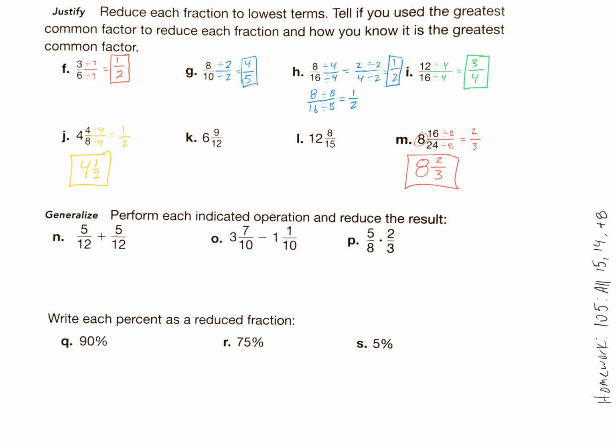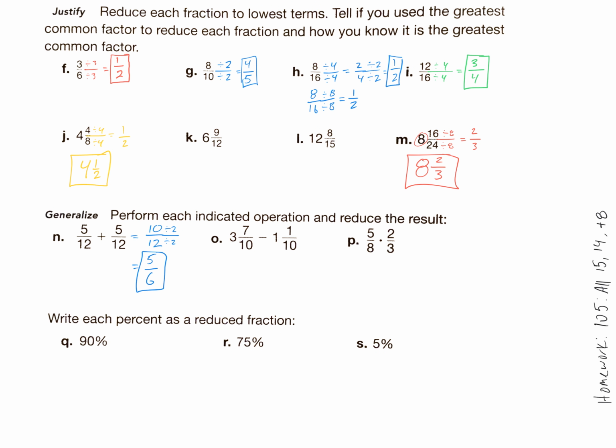So let's look at this one here. It says, perform each indicated operation and reduce the results. So let's see. 5 over 12 plus 5 over 12 is going to give me 10 over 12. But I can reduce that because they both have a factor of 2. So then 10 divided by 2 is 5. 12 divided by 2 is 6. So it came out to be 10 over 12, and then I've reduced.